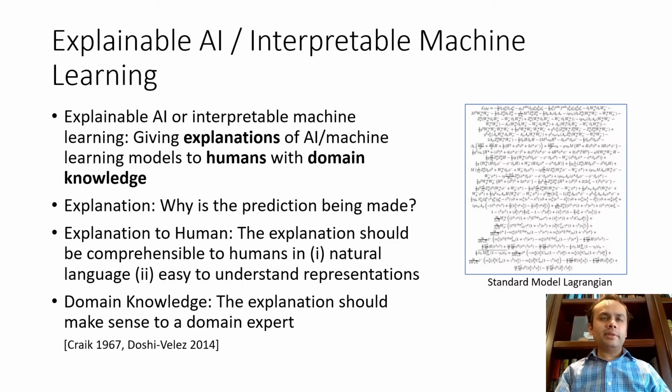So given that context, we can now talk about explainable AI or interpretable machine learning models. This is giving explanations of AI machine learning models to humans with domain knowledge, why the prediction is being made. The explanation should be in natural language, an easy to understand representation for the domain expert. So in the equation on the right, the standard model Lagrangian would be comprehensible to a physicist, but not to the vast majority of people in the world.